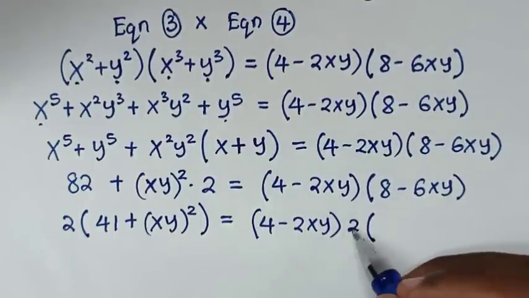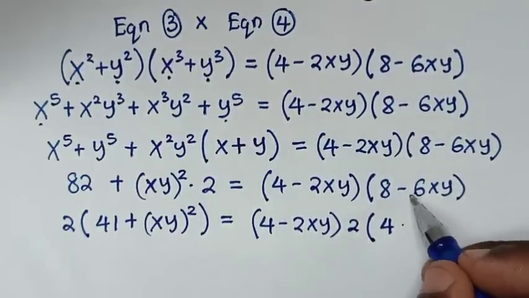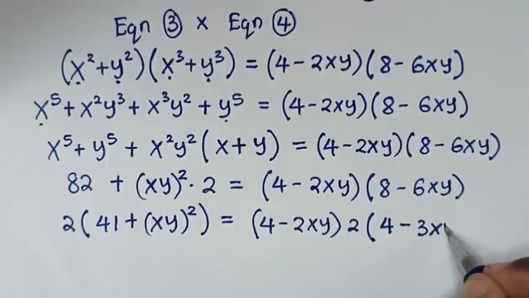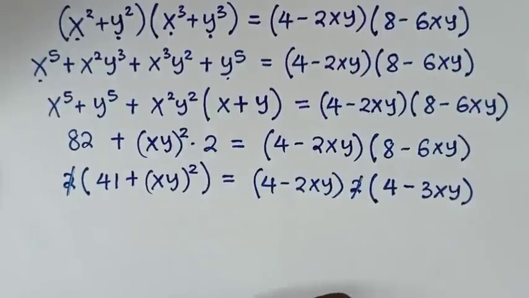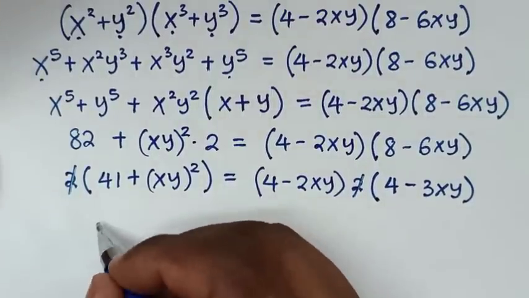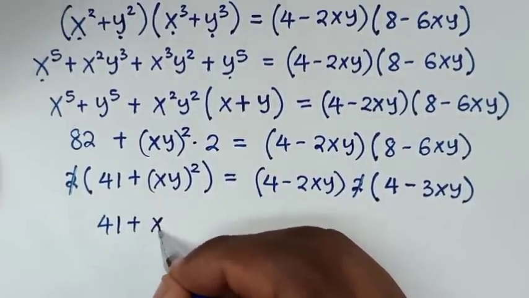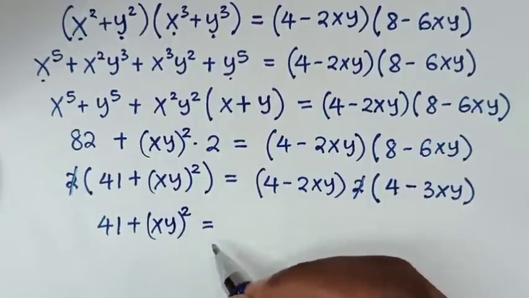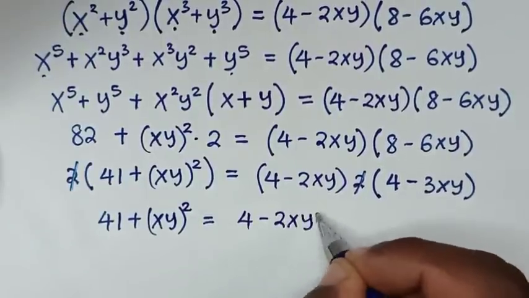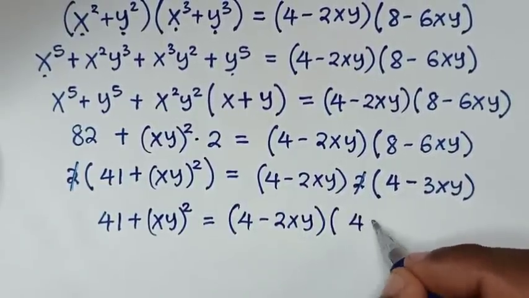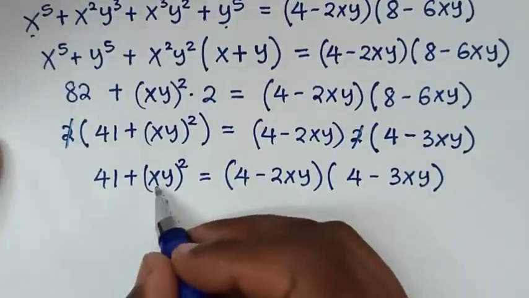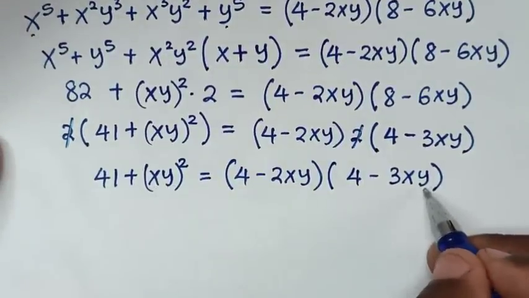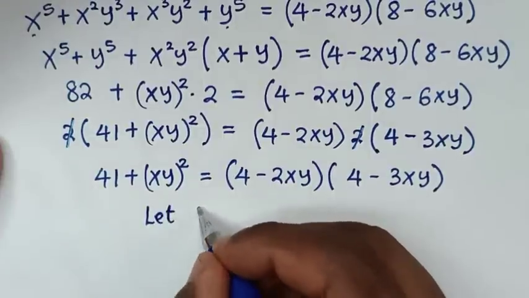2 out of bracket, 8 divided by 2 is 4, then minus 6xy divided by 2, it will be minus 3xy bracket. Then in the next step, here 2 and here 2, so this and this will cancel. Then it will be 4(1 plus xy) squared is equal to (4 minus 2xy)(4 minus 3xy) bracket.